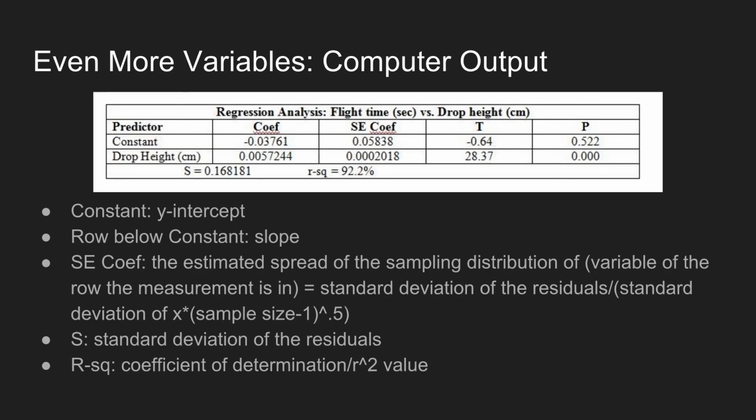Now I'm going to help explain how you read the computer output that you usually are given in any exam or test. The constant is where the y-intercept will be located, and the row directly below that is where the slope will be located. The SE coefficient, or the standard error coefficient, is the estimated spread or standard error of the sampling distribution of the variable of whichever row you're looking at. The S value is the standard deviation of the residuals, and the R squared value is the coefficient of determination, or just the R squared value.